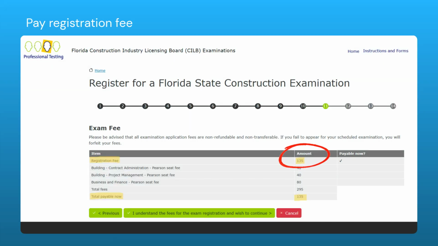Now let's talk about the fees. For 2026, the mandatory registration fee for a computer-based examination is $135 paid to Professional Testing. Then when you schedule your exam through Pearson VUE, you'll pay the applicable examination administration fee. Business and finance is $80. Trade knowledge is also $80. Contract administration is $40. And project management is $40.